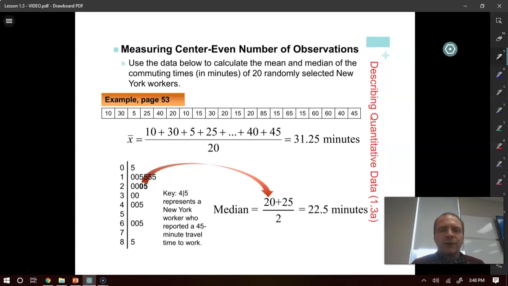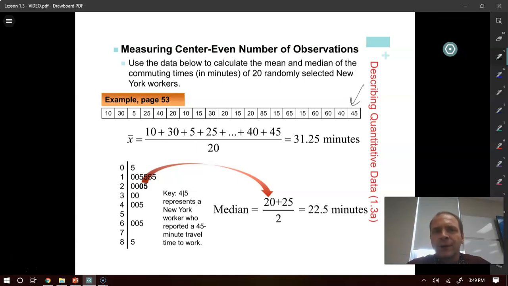When we're asked to find the mean and the median, this is already worked out for you in this case for the video, and I'm just going to talk through it. You are given 20 randomly selected New York workers. You're looking at their commute times in minutes. There they are, all 20, and you can see based off the information given to us, it's not in numerical order. And so we're going to find the median.